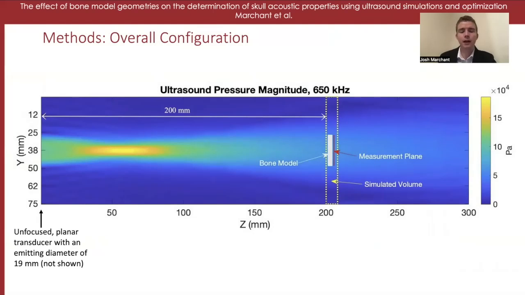We simulated an unfocused planar transducer with a large emitting diameter of 19 millimeters, placed to the left of the beam. The bone model was placed at approximately 200 millimeters in the z direction from the transducer face. This constituted the far field range for the simulated beam at all frequencies.